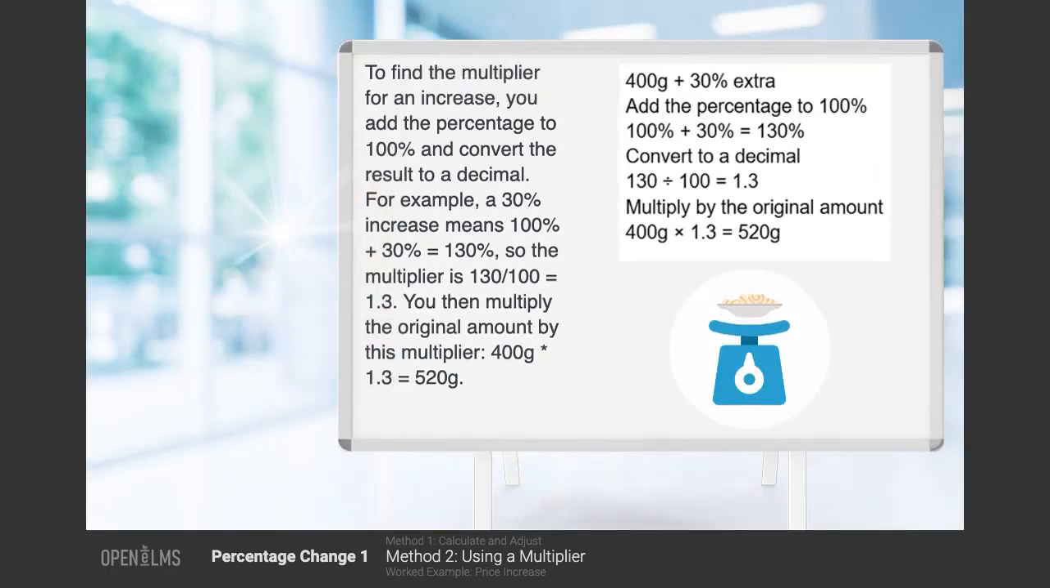To find the multiplier for an increase, you add the percentage to 100% and convert the result to a decimal. For example, a 30% increase means 100% plus 30% equals 130%, so the multiplier is 130 over 100 equals 1.3. You then multiply the original amount by this multiplier. 400 grams times 1.3 equals 520 grams.